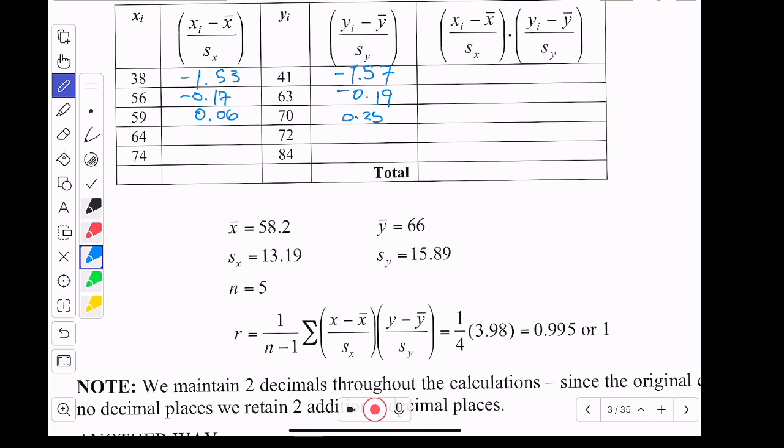Okay, here we go. When x is very close to its mean, right? 59 and 58.2 are very close. Y will also be close to its mean. These are a little more distant than the other ones. They were much closer, but still, it's the same direction and magnitude, relatively speaking. Okay, let me know if I make a mistake.